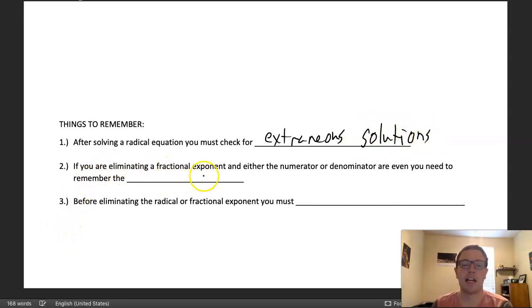Now, if you're eliminating a fractional exponent and either the numerator or the denominator is even, you need to remember what? If either your numerator or denominator of your power is even, you need to remember your absolute value.